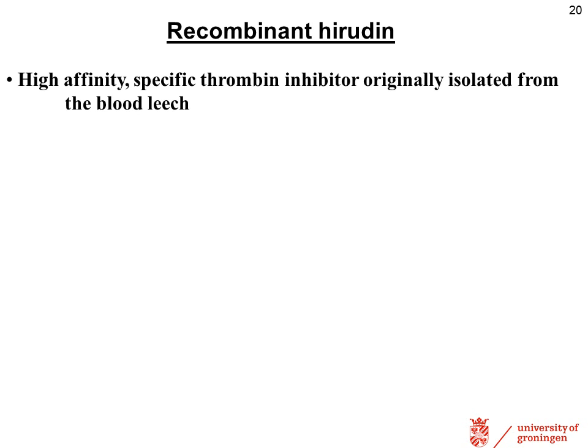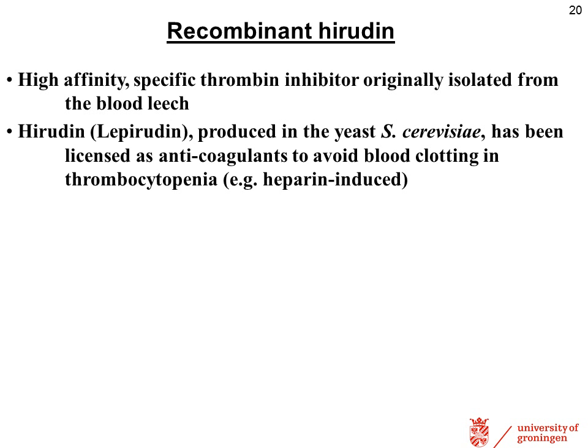As mentioned, Hirudin is a high-affinity specific thrombin inhibitor that was originally isolated from the blood leech. It has an affinity in the femtomolar range. It is thus the so far highest affinity thrombin inhibitor known. Hirudin, under the name lepirudin, was produced in the yeast Saccharomyces cerevisiae and licensed as an anticoagulant to avoid blood clotting in thrombocytopenia, for example induced by heparin.